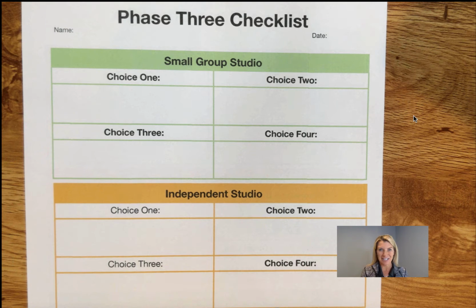A Phase 3 checklist has the exact same elements as a Phase 1 or Phase 2. You'll still see small group instruction, digital content, independent practice, future-ready activities, and also a self-reflection. That does not change. What changes now is that the students and the teacher are going to be using the data to help drive and create their checklist. Are you guys ready? Let's learn how to make a Phase 3 checklist.